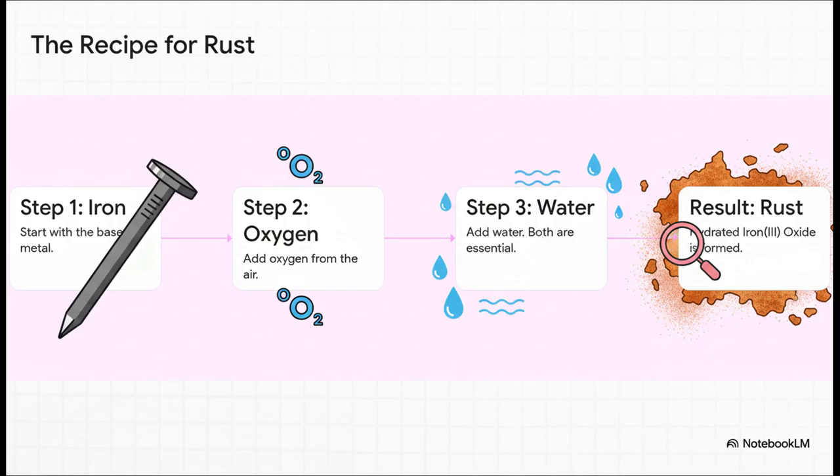Okay, this is a classic exam question, so listen up. What do you need to make rust? It's a pretty simple recipe, but you absolutely need two key ingredients. Of course you need iron, but, and this is the bit everyone forgets, you need both oxygen and water. If you take away just one of those, the iron won't rust. And the result? That flaky brown stuff we call rust. Or if you want to be fancy, hydrated iron(III) oxide.